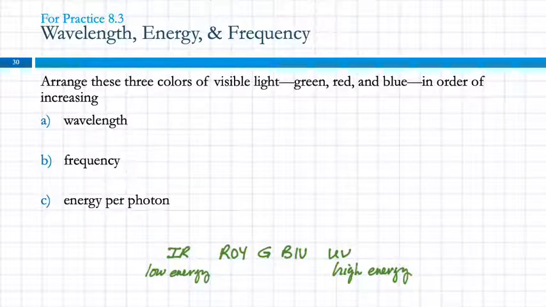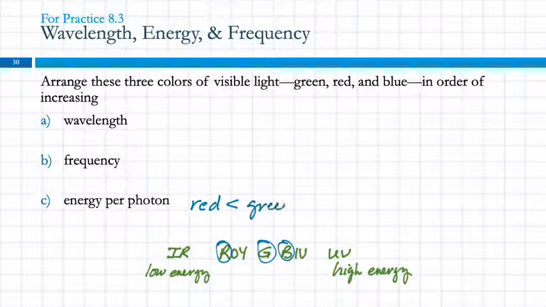So the colors that I'm looking for in this problem are red, green, and blue. Energy per photon is the last one, but we could do that one first. Which one of these colors has the lowest energy? Red. So it's going to be red, and then what's bigger? Green, and finally, blue. Everybody okay with that?